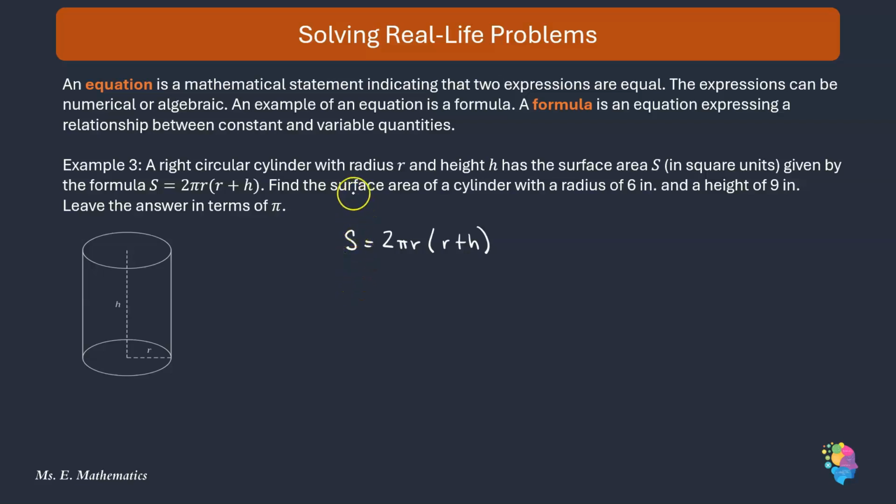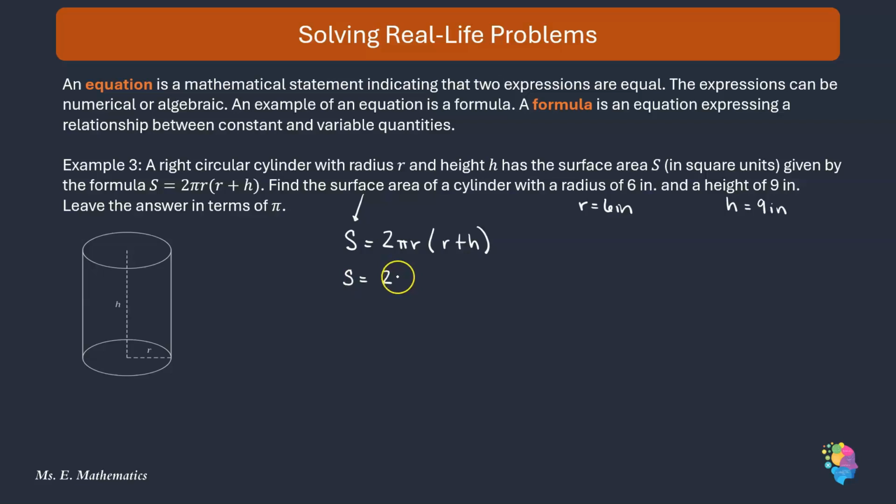They're asking us to find the surface area. They're asking us to find S, this is what we need to find, of the cylinder that has a radius of 6 inches and a height of 9 inches. And they want us to leave it in terms of pi. I'll tell you what that means in a second. So first, just like we did before, we're going to replace the r with the 6 inches and the h with a 9. So the S will remain because that's what we're looking for.